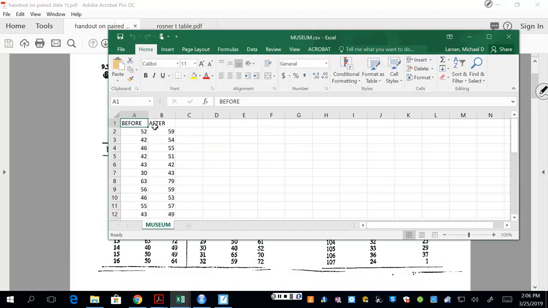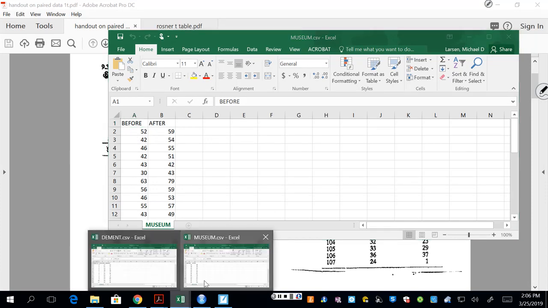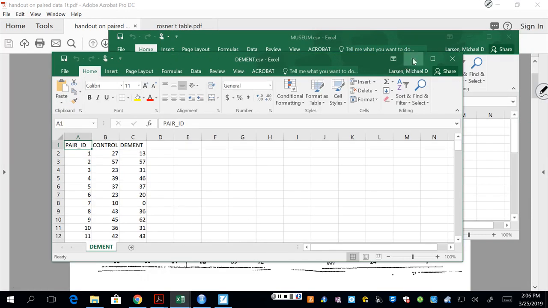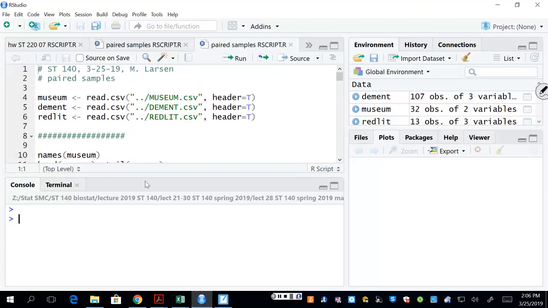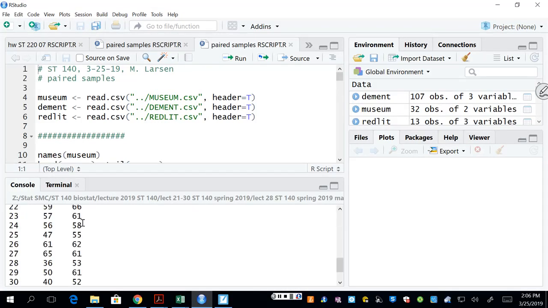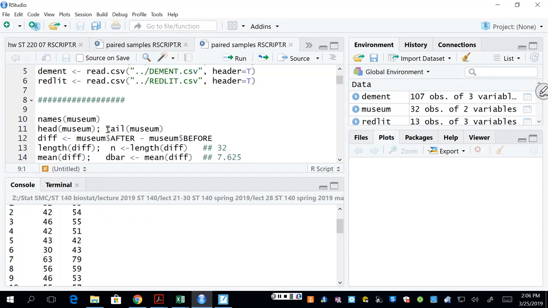The data that gets entered, if it's entered in just an Excel file, there's a before column and an after column with the measurements matched together. That's going to be a different study. If you read these into R, you can just read it in. The museum data is just listed in there as an object, before and after. Right? The last few observations are these individuals here.